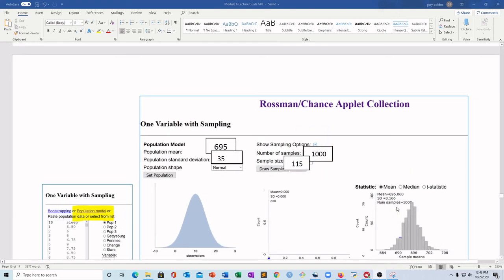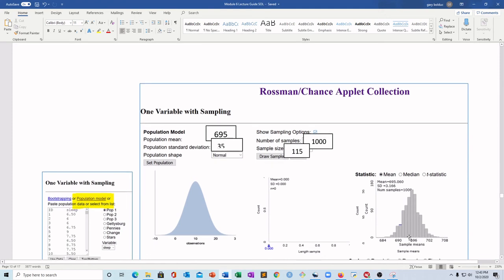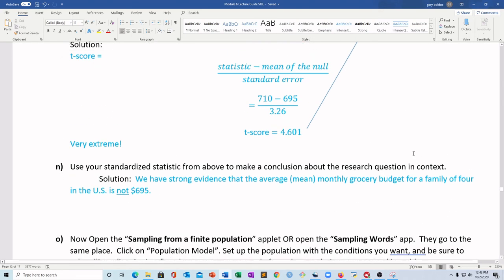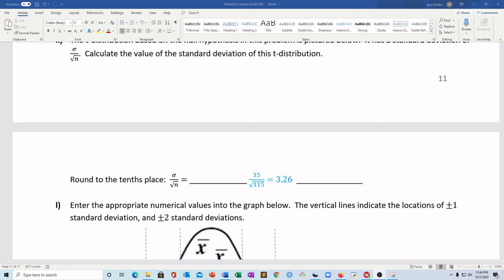So let's zoom in just a little bit so we can see it, and let's think about it. We've got a mean of about 695. That's what we predicted. We have a standard deviation, a spread here, of 3.136, so 3.2-ish around there. That sounds familiar. Why don't we go up? So look at that. We got 3.26, super close to what the applet got, which was 3.2 if you round up just a little bit.